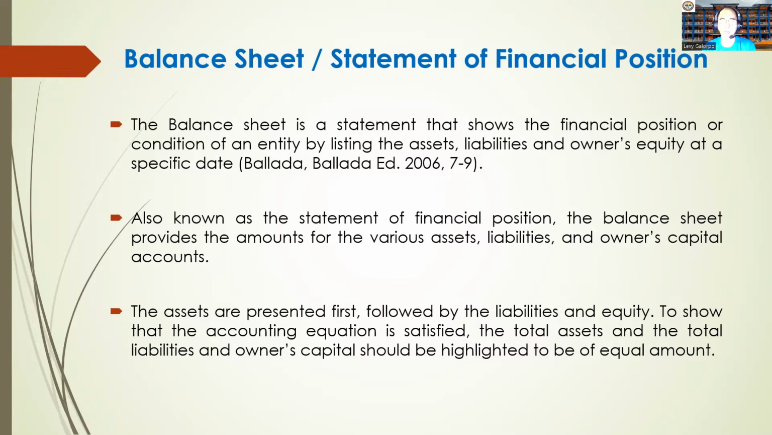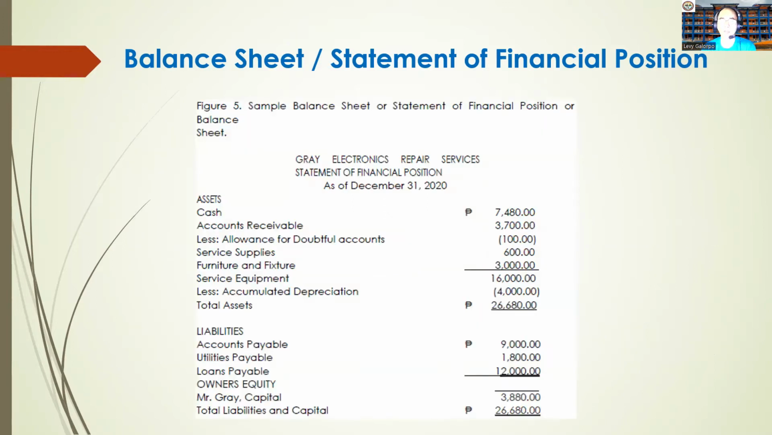To show that the accounting equation is satisfied, the total assets and total liabilities and owner's capital should be highlighted to be of equal amount. So example tayo ng balance sheet, Gray Electronics pa rin. So ang heading niya, yung name ng company, second line, statement of financial position or balance sheet. Pwede. Tapos, ito naman as of December 31, 2020. So, nauna yung assets, followed by the liabilities, and then by the owner's equity.